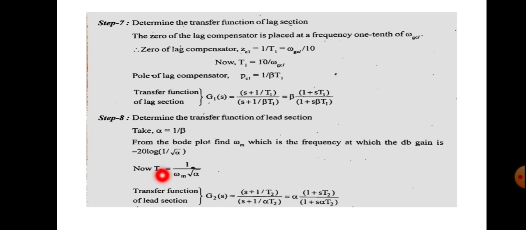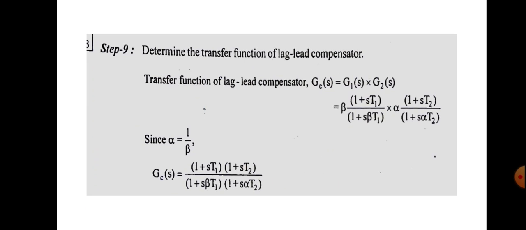So you have the values T2 and alpha now. So you can find the transfer function G2 of s is equal to alpha into (1 plus sT2) by (1 plus s alpha T2). So that is the transfer function of the lead section. So it is easy. Next we can combine these transfer functions to get the overall transfer function of the lag lead compensator. So the overall transfer function GC of s is equal to G1 of s into G2 of s.